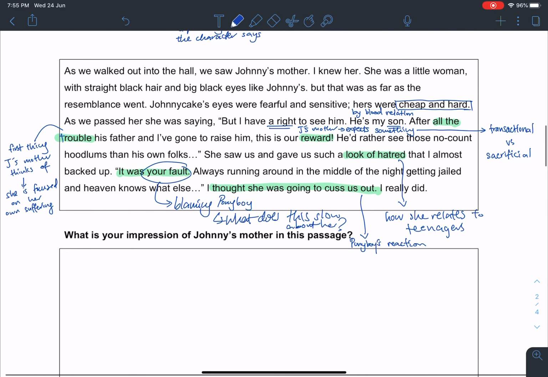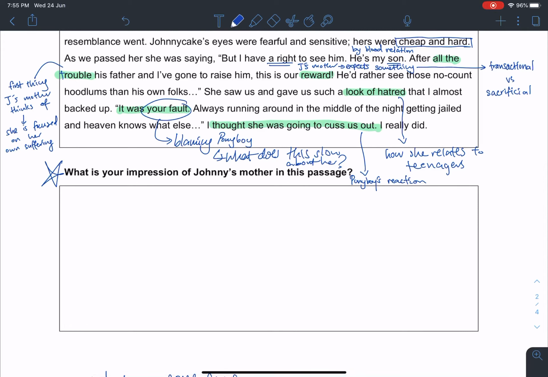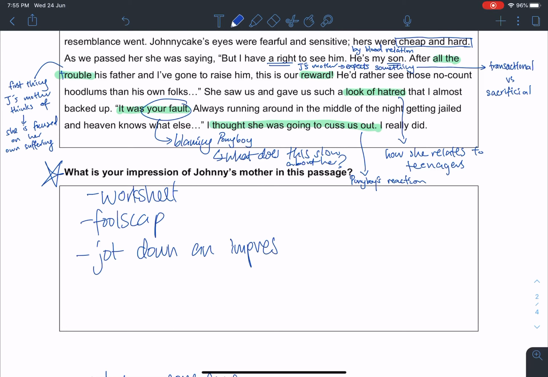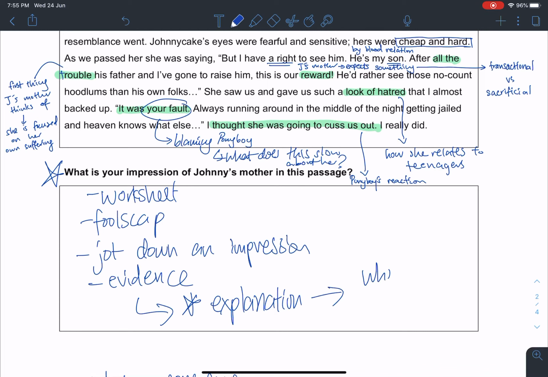I would like you to prepare this answer. You can do it on the worksheet, or you can do it on a piece of foolscap. Just jot down your answer. Jot down an impression, and give me evidence. More importantly, the thing I want you all to focus on is explanation. In your explanation, you should answer the question, what is Johnny's mother like? Because that is what the passage is asking you for.